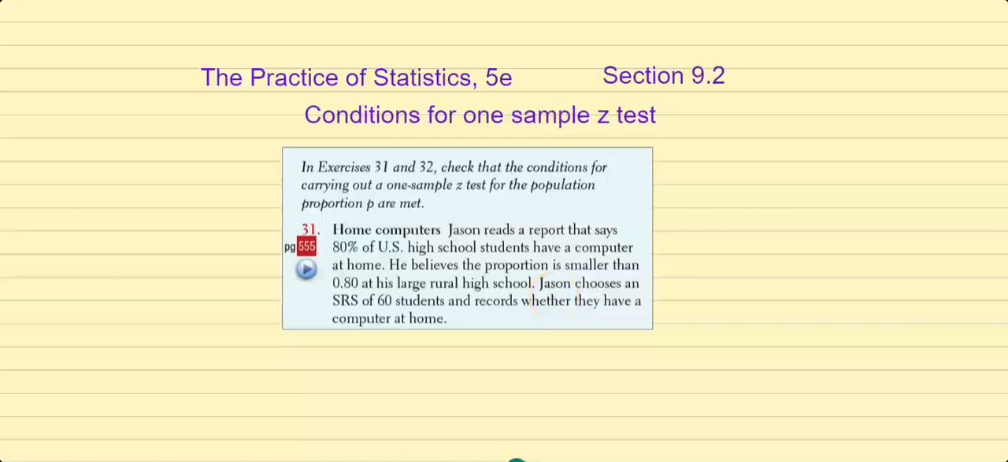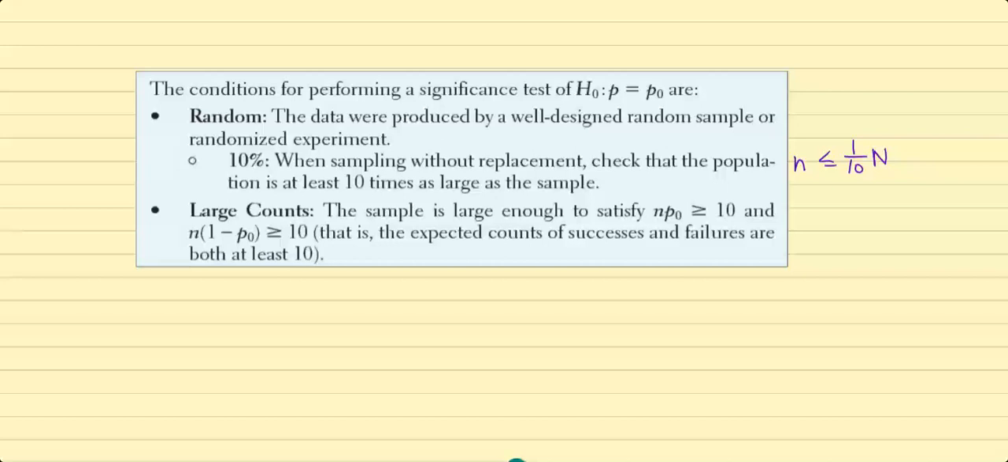So this is from The Practice of Statistics 5E, section 9.2, the conditions for a one-sample z-test. We have conditions that have to be in place before we can actually do the one-sample z-test. And just a quick review, here are the conditions. Number one is we have to have a random sample or a randomized experiment.